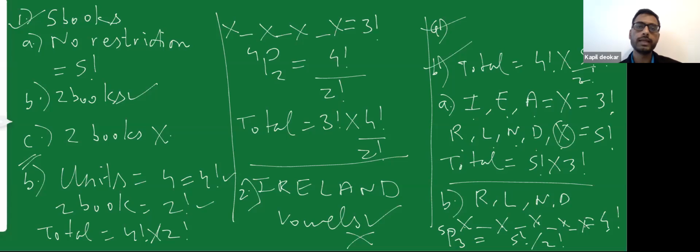Also learn your values till at least 7 factorial. Remember that 0 factorial is 1, not 0. 0 factorial is 1. 1 factorial is 1. 2 factorial is 2. 3 factorial is 6. 4 factorial is 24. 5 factorial is 120. 6 factorial is 720. 7 factorial is 5040. So remember at least till 7 factorial all the values.